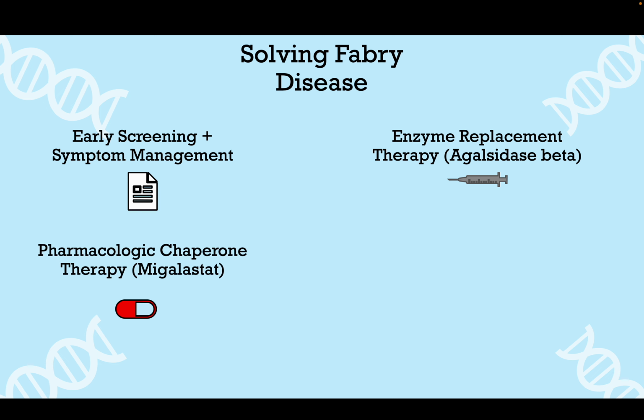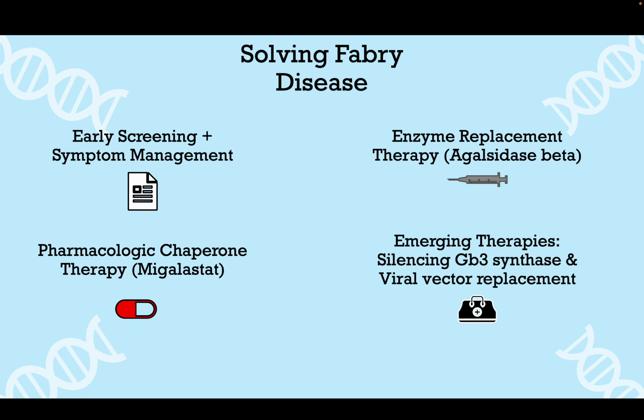Pharmacologic chaperone therapy is another commonly used treatment. Chaperones are molecules that help stabilize proteins that have disrupted interactions, just like what we saw with AGAL. There's a drug called migalastat that's been shown to help patients that have the missense mutation on their GLA gene, but these results can be variable.